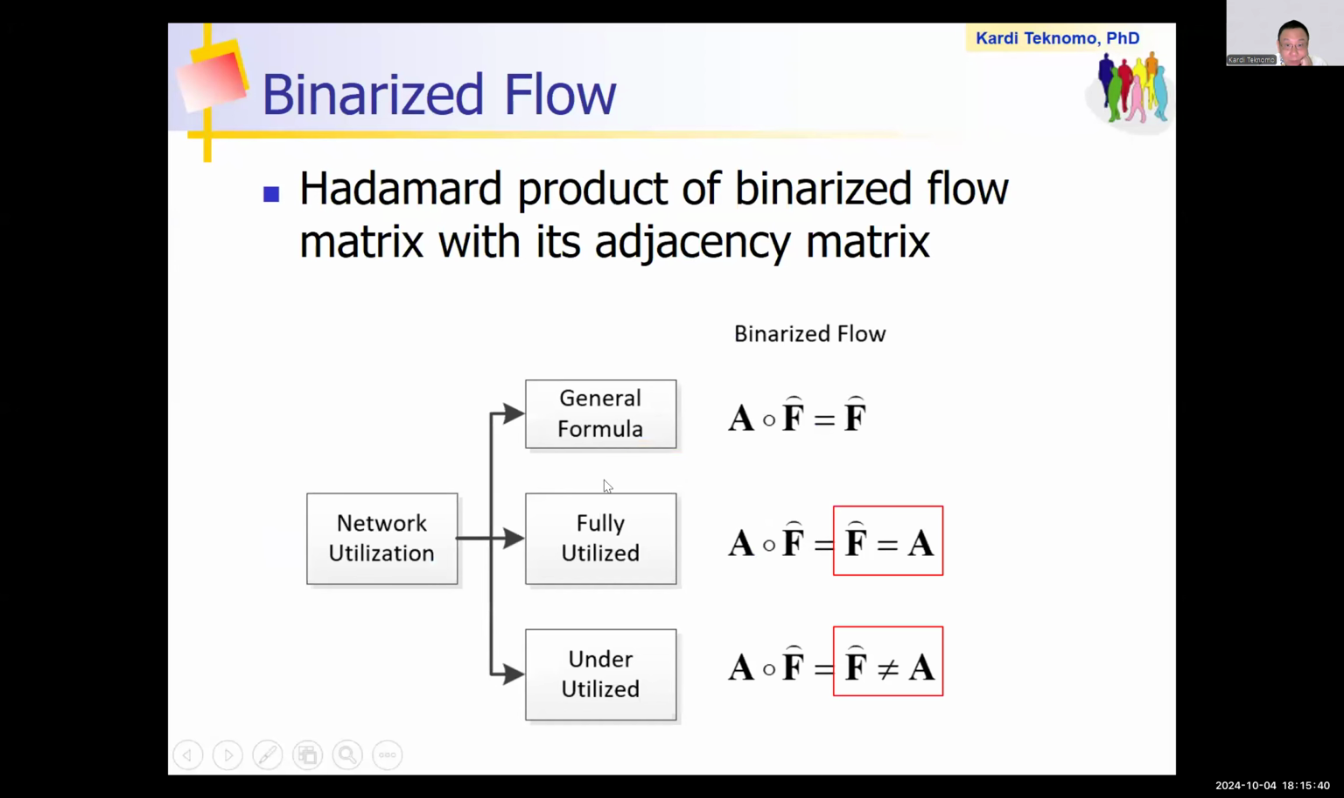So, last time we have this. So this is a Hadamard product. This is not matrix multiplication, this is element-wise multiplication. So when you have the adjacency matrix multiplied by the binarized flow, you will get back the binarized flow. You want to know whether the network is fully utilized or not. Check the binarized flow matrix with the adjacency matrix. If they are the same, then this is fully utilized. If they are not the same, then this is underutilized.